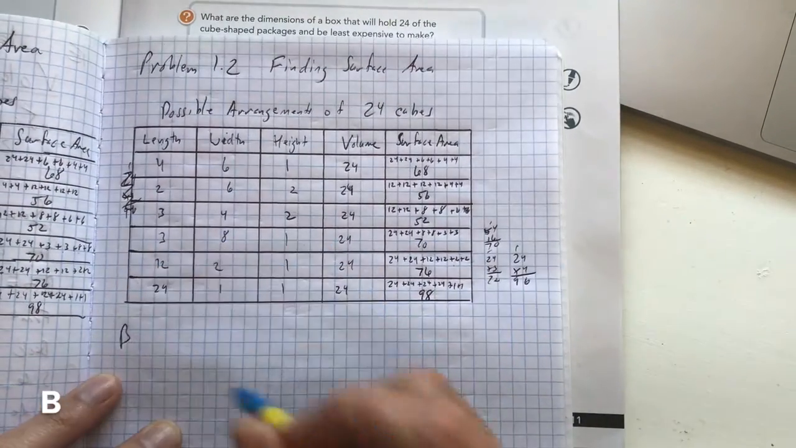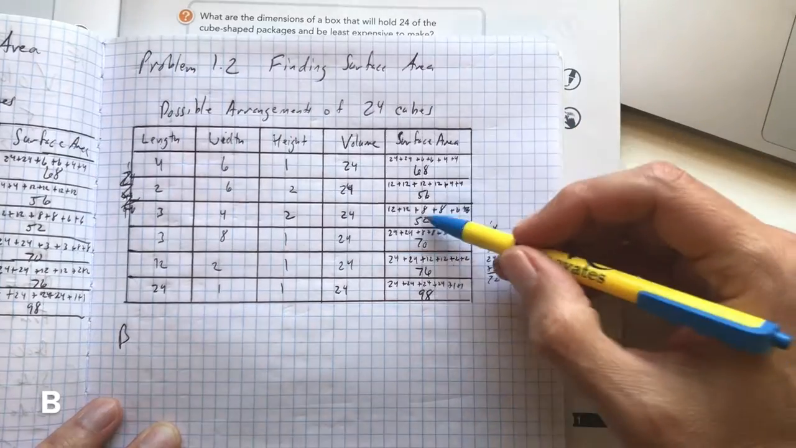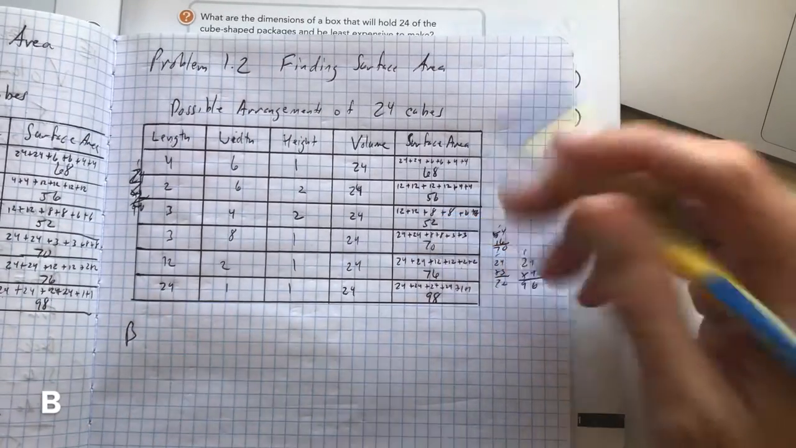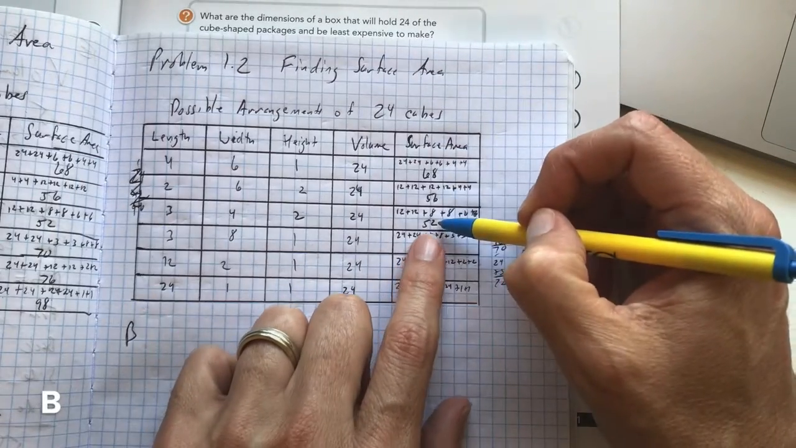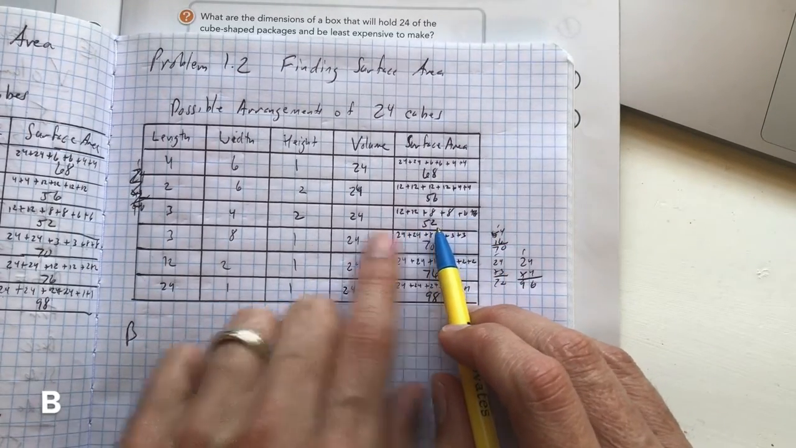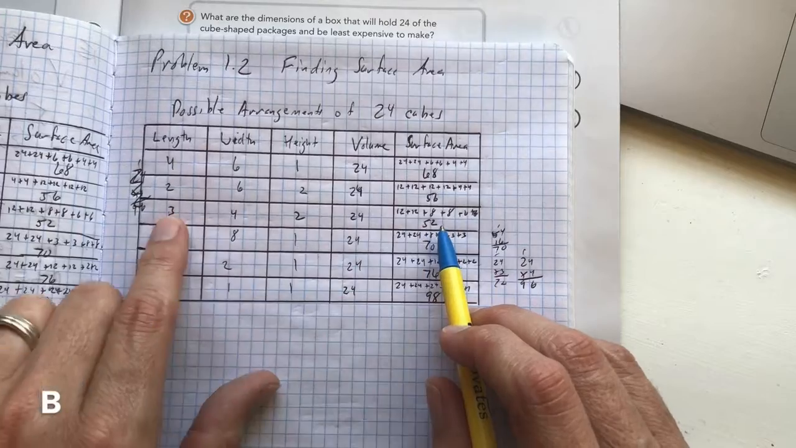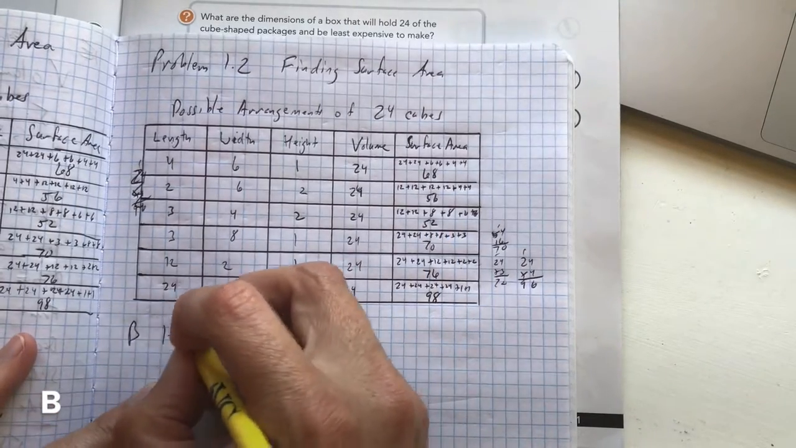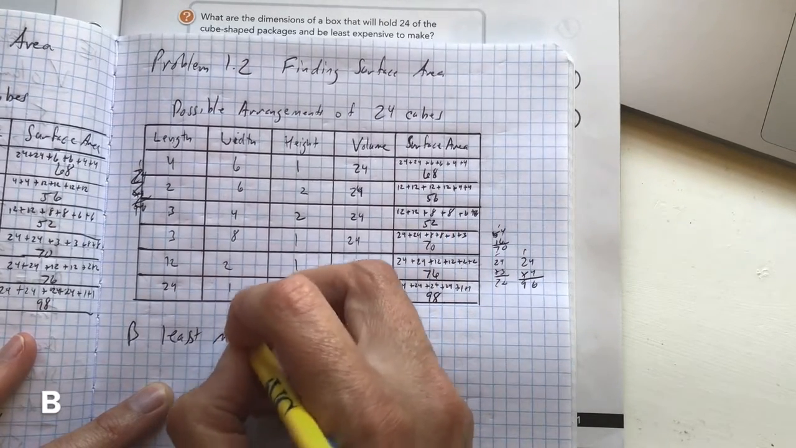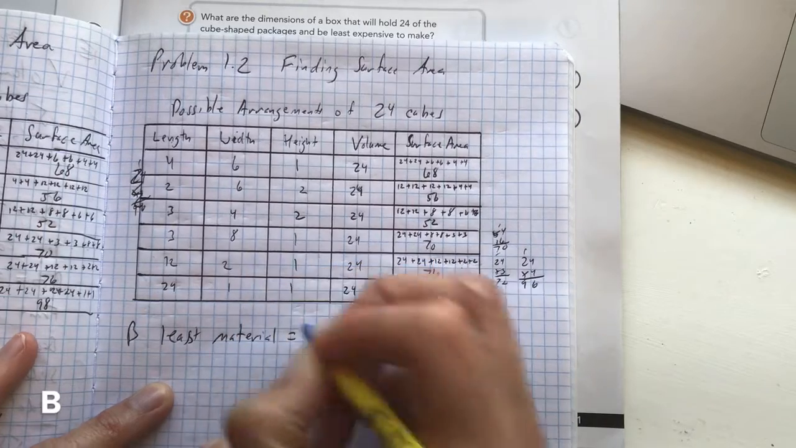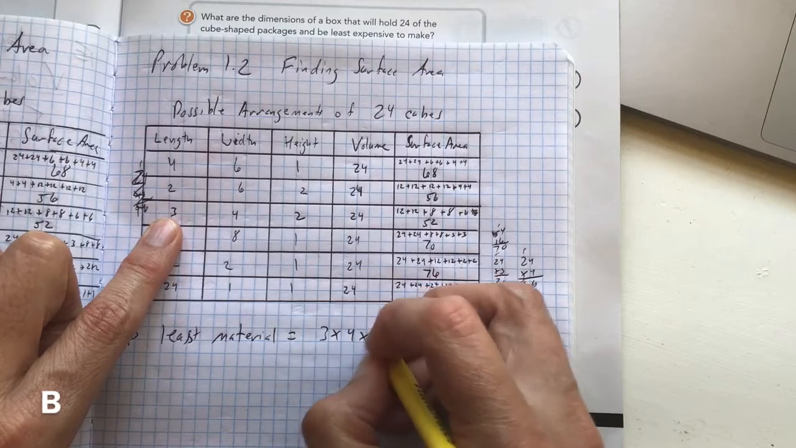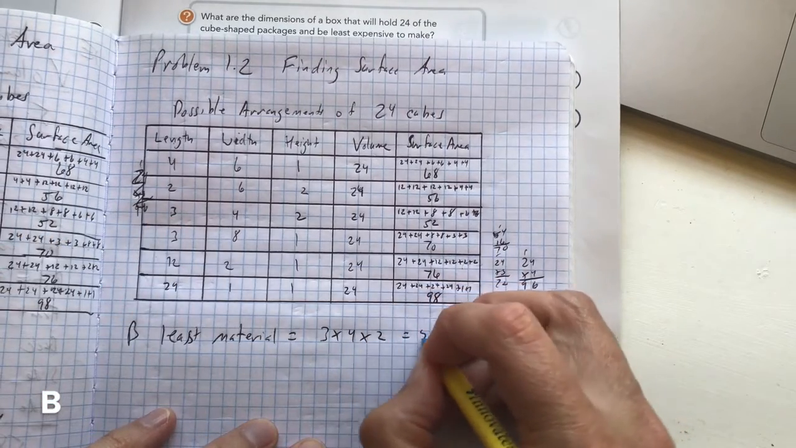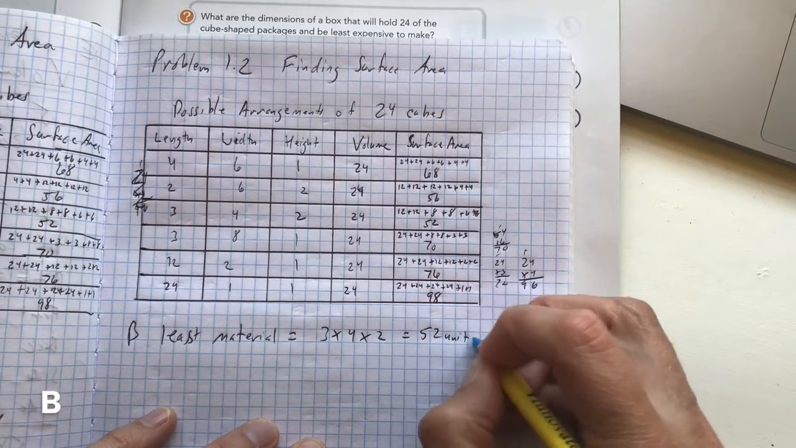So part B. The lowest one is this 52. So that means surface area, that'd be all the sides of a box added up. So that would be the lowest amount of material needed. So it'd be 52 square units. So that would be this one. So the least material equals a 3 by 4 by 2, which is 52 units squared.